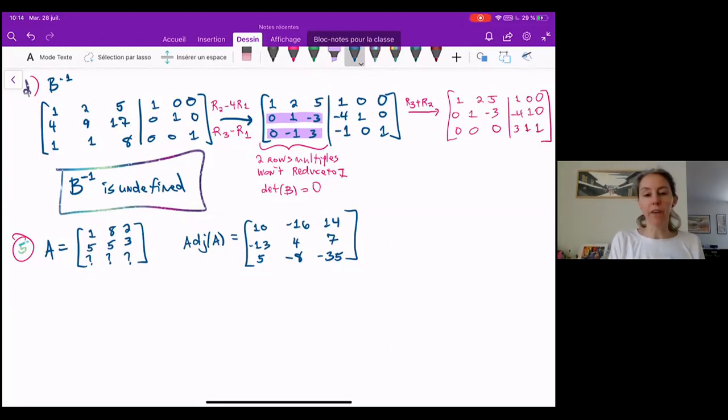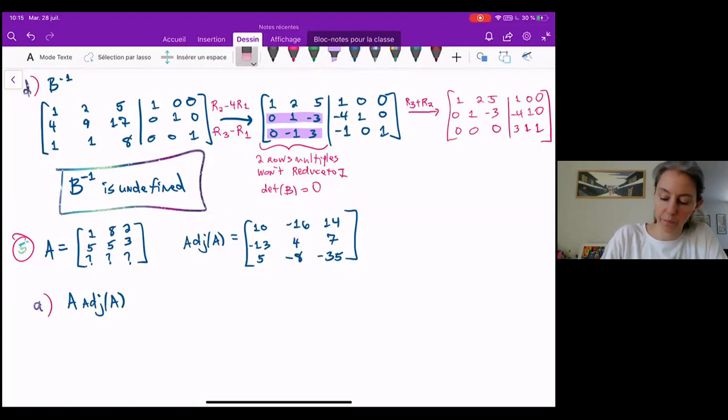Okay, so 5. Here we're given A, but we're not given the last row of A. And then we are asked to find the matrix multiplication A times the adjoint of A. Do we have a formula that tells us this? This is a formula that I've been trying to get you guys to use in different ways throughout the semester. What is A times the adjoint of A? What should it equal?